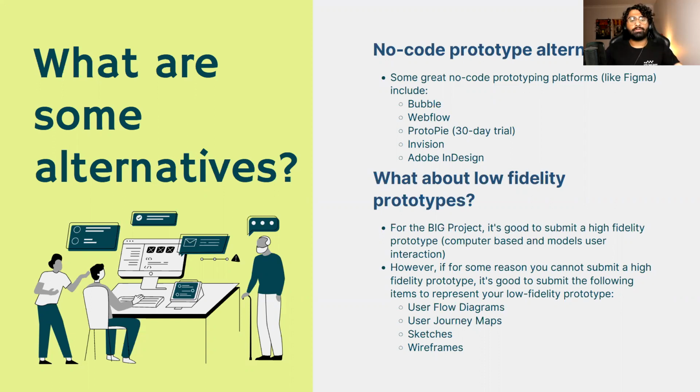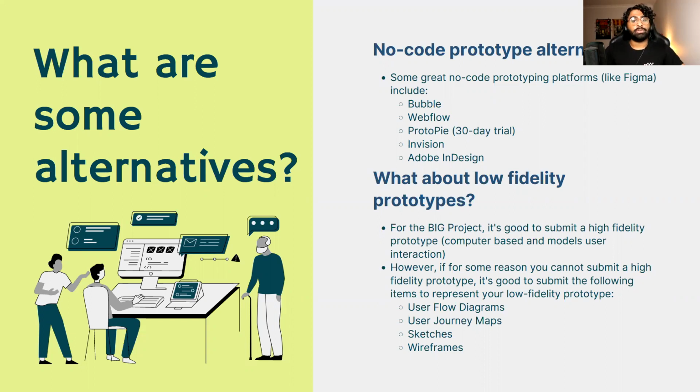However, if you for some reason cannot submit a high fidelity prototype, it's good to submit the following items to represent your low fidelity prototype. And this is a must to include in your presentation: user flow diagrams, user journey maps, and sketches and wireframes. These can be done through a platform, it can be a digital drawing, it can even be sketches. Just make sure that it's visible and understandable.